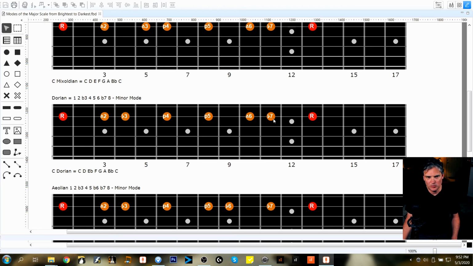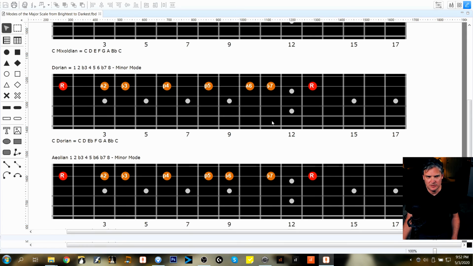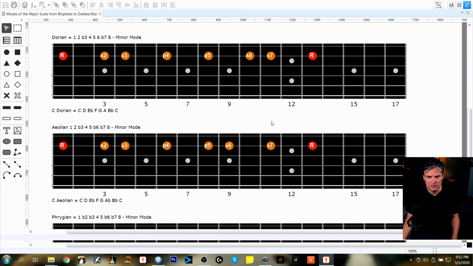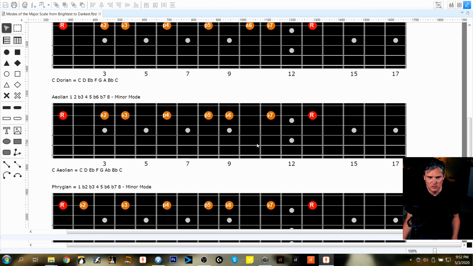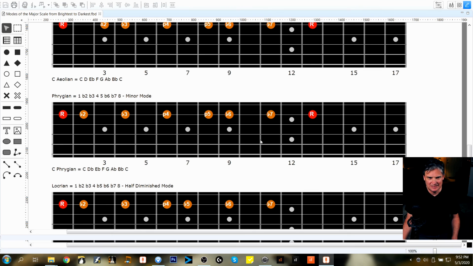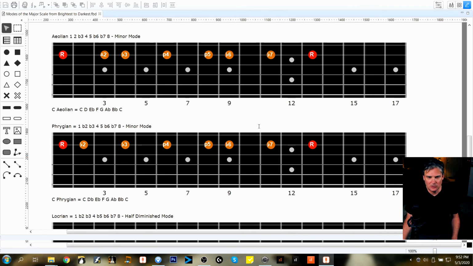So let's look at the next mode, Aeolian. Aeolian is darker than Dorian. And what makes it darker is it's just like Dorian with its flat 3 and flat 7, but it also has a flat 6. And that's what makes it darker, the flat 6 or the minor 6. Then next we have the Phrygian. The Phrygian is darker than the Aeolian, and what makes it darker is the flat 2. So it's just like Aeolian, okay, with the flat 3, flat 6, and flat 7, but it also has a flat 2.